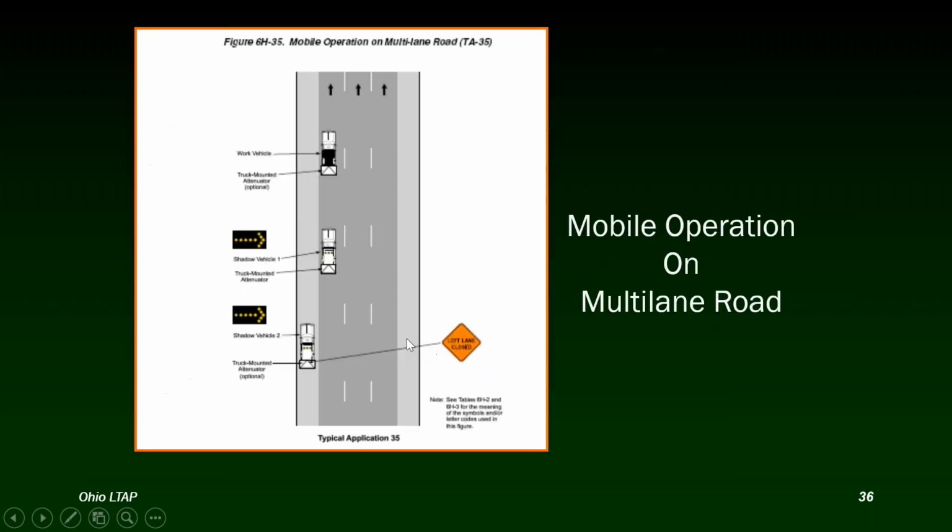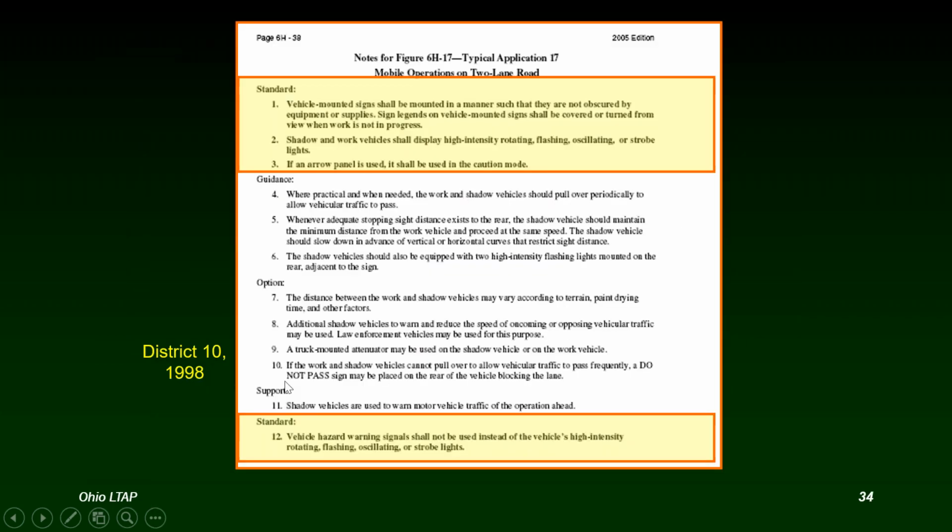And so another one here, it says, if the work and shadow vehicles cannot pull over to allow vehicular traffic to pass frequently, a do not pass sign may be placed on the rear of the vehicle blocking the lane. So that's another sign to use on the back of the shadow vehicle when you do not want motorists to pass your operation.